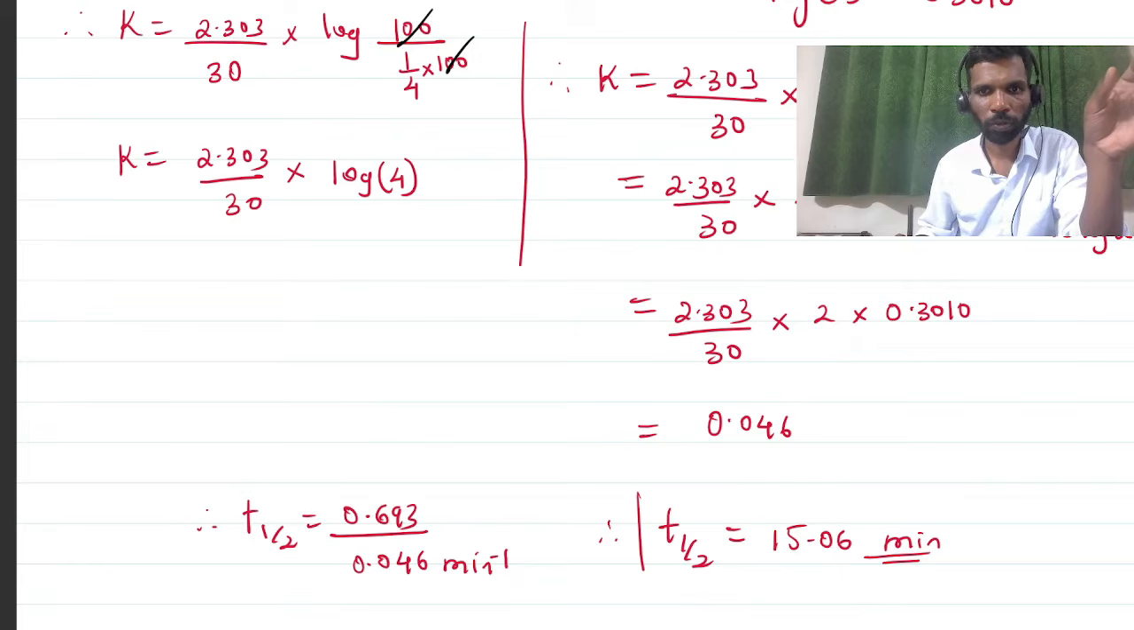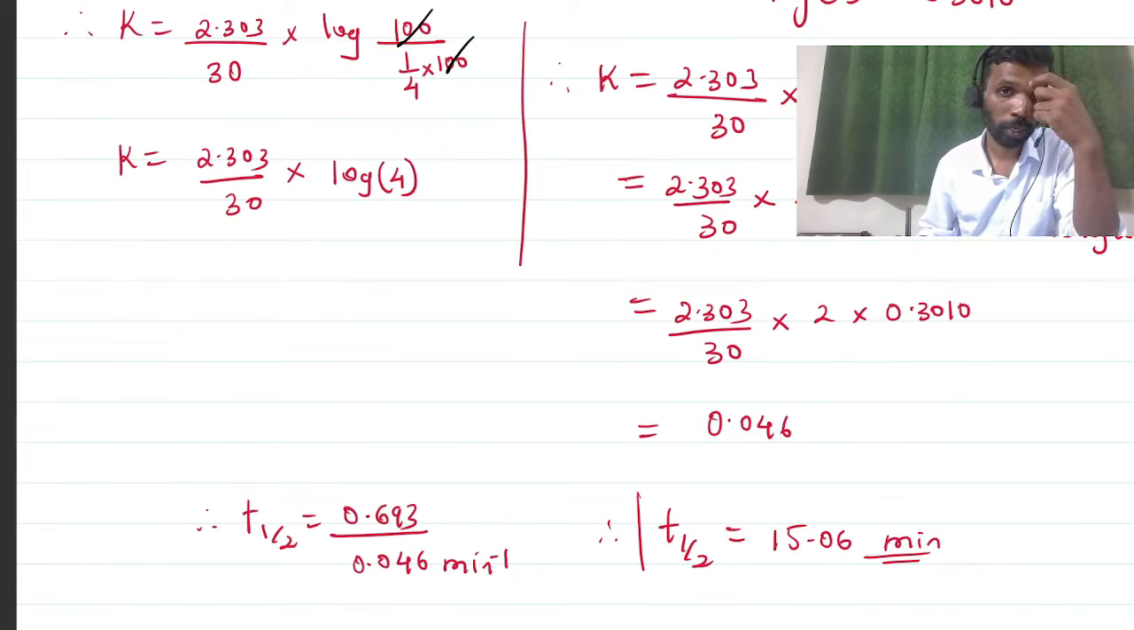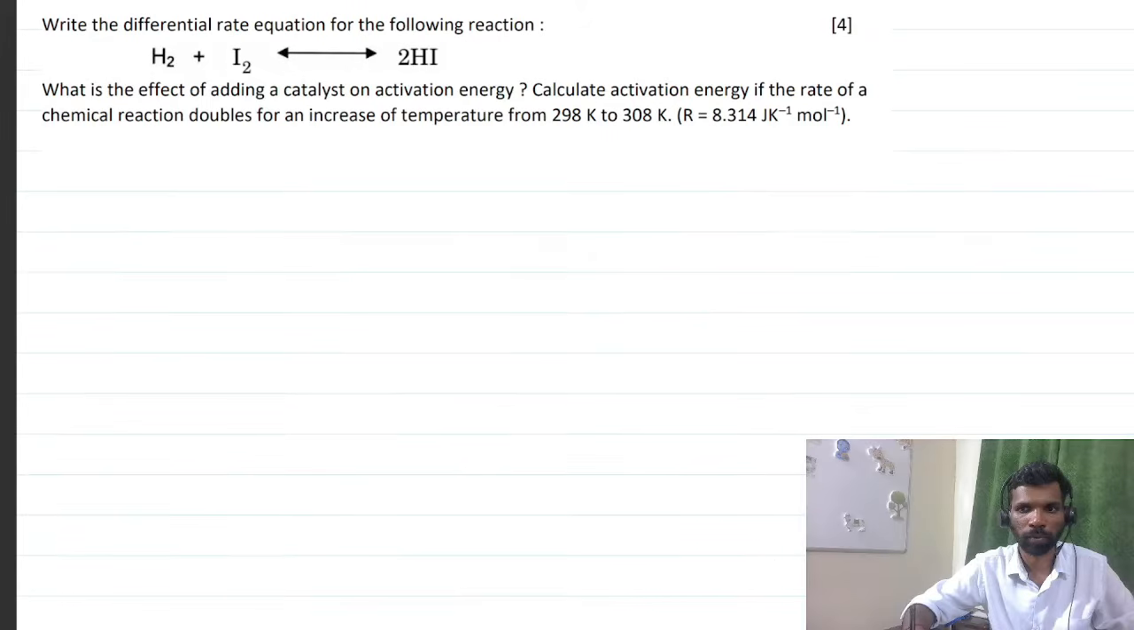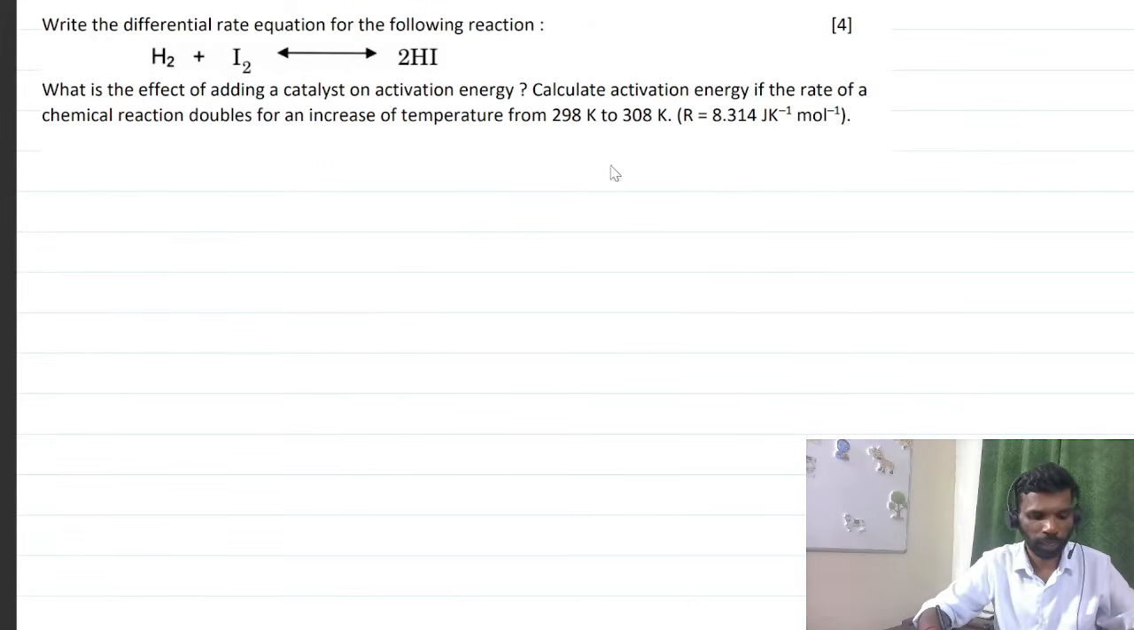Like total marks for this question was 4 marks. 2 marks for the derivation and 2 marks for the problem. This question asked is what is the differential rate equation? Total 4 marks, 1 for writing the differential rate equation, then 1 mark for what is the effect of adding catalyst on the activation energy, and then 2 marks is for calculate the activation energy of the reaction and the rate doubles, all these things.